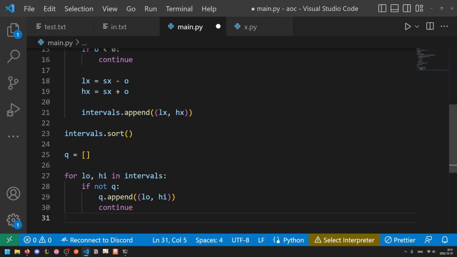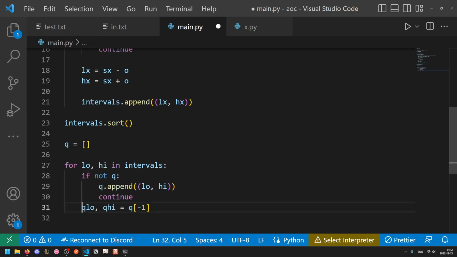And now we're going to check. Because we did everything in sorted order, the low value of our current interval is no smaller than the lower bound of the last interval. And so what we're going to do is look at the last unified interval that we found. So Q low, Q high equals the last element of Q.